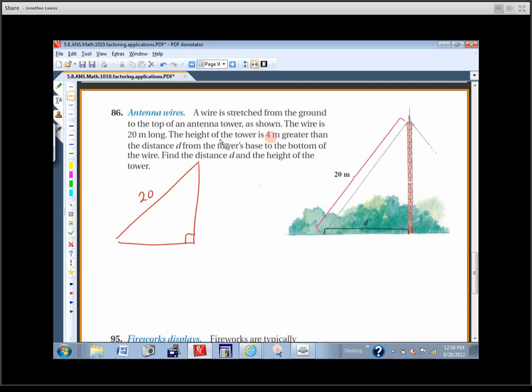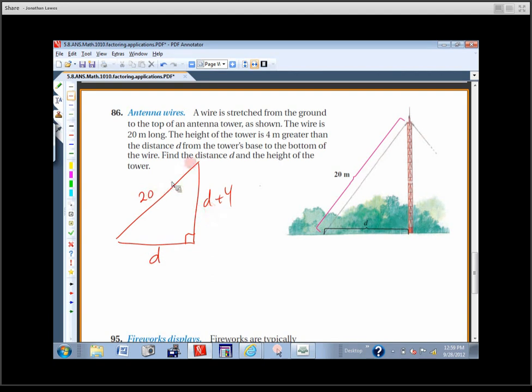Okay. The height of the tower is 4 greater than the distance. And it's got this labeled as D, so I'm going to put a D right there. The height of the tower is 4 greater than the distance that the wire is from the base of the tower. What do I write here? D plus 4.